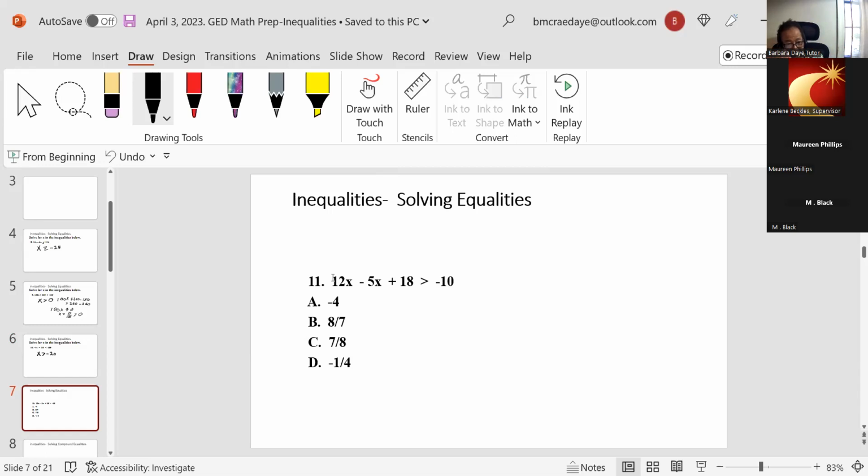Your constants are already on the same side. You just got to combine them. I mean, your variables, variables on the same side. What's 12x minus 5x? 7x. Okay, 7x. Now get your 18 with your 10.